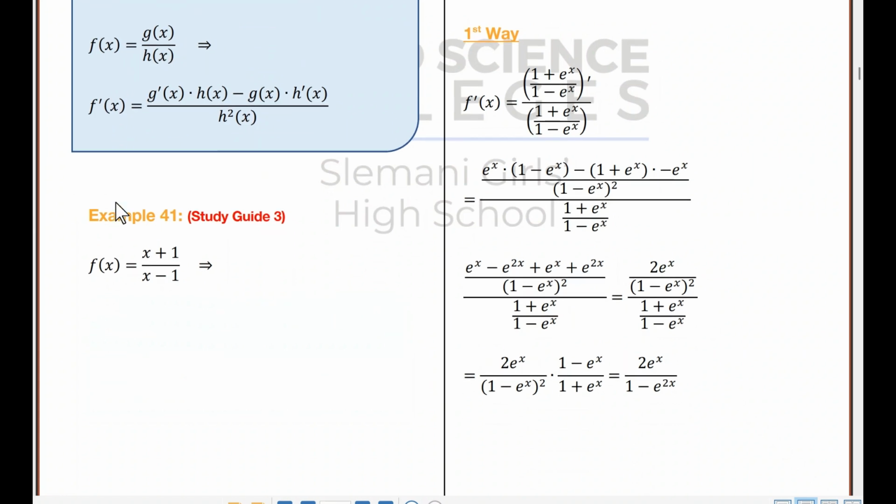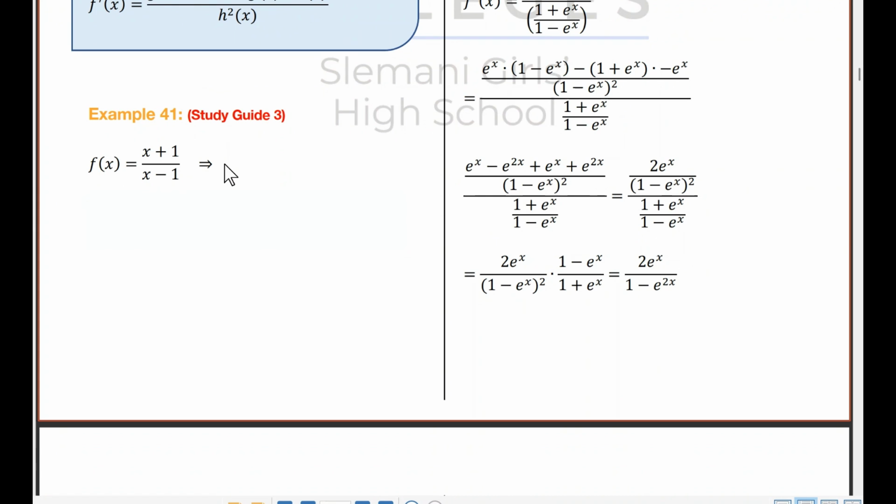Okay, let's take a look at the first question, study guide 3. Take the derivative of the top. The derivative of x plus 1 is 1, multiplied by the bottom, x minus 1, minus the top function, x plus 1, multiplied by the derivative of the bottom, which is also 1, all over the denominator, x minus 1 squared. Okay, let's simplify this a bit. I'm done taking the derivative. x minus 1 minus x minus 1. The x's will cancel each other. Minus 1 becomes minus 2 over x minus 1 squared. I'm done. That's the answer.